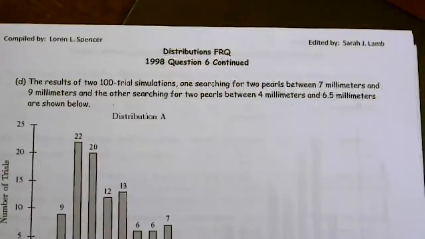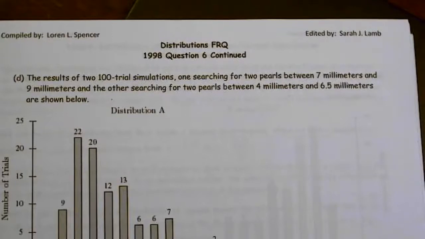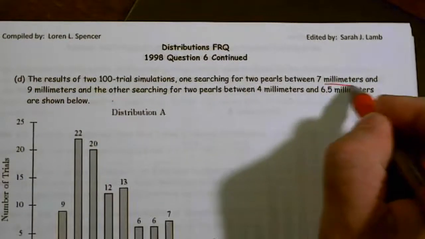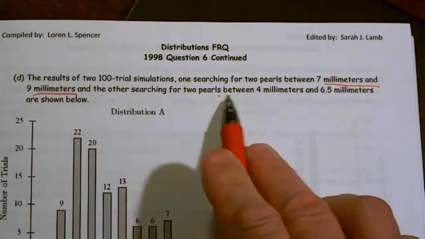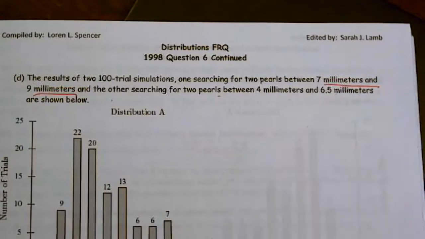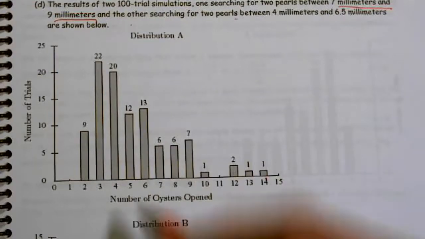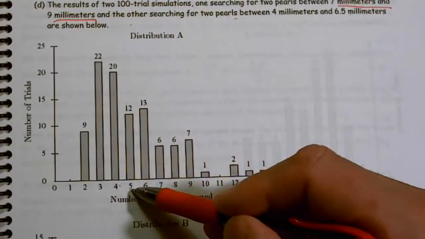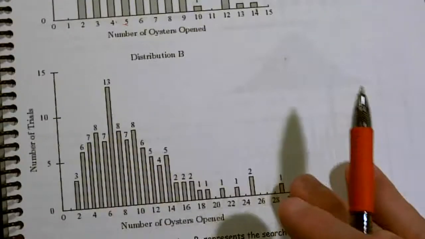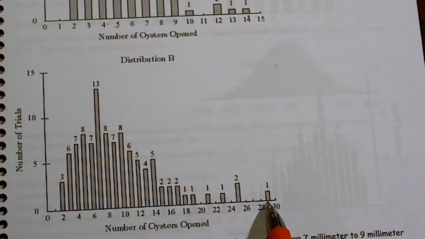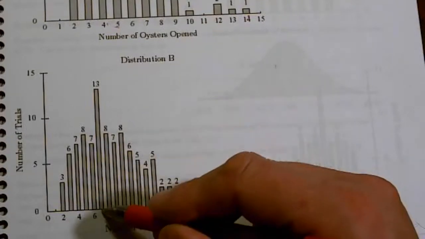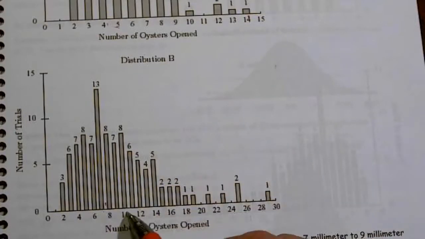So the results of 2 100-trial simulations, one is for searching for 2 pearls between 7 and 9 millimeters, which is what we just conducted, and the other searching for 2 pearls between 4 and 6.5 millimeters, are shown below. So we have this distribution and we have this one. Now I'll notice that this one went all the way out to 14. And I'm not sure where the middle is, but somewhere probably around 4 and 5 is probably where the center is. This one, on the other hand, went all the way out to 29, and the median is probably around 7, and the average is probably somewhere closer to 10. We're not sure exactly where, because they're both skewed right.